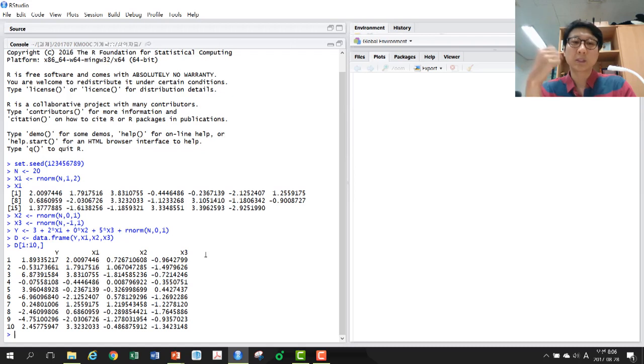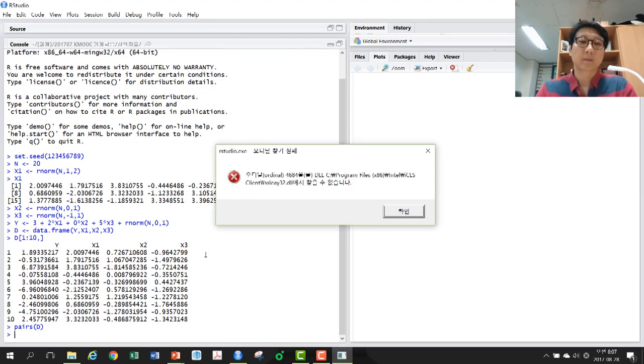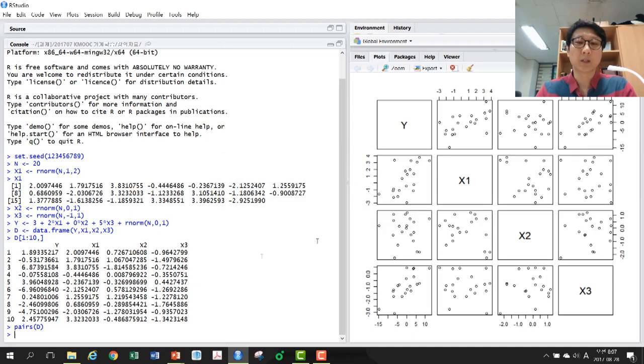That means it's just a visualization of the relationship between two variables. Because we have 4 variables in total, we want to see every pair, the relations between every pair. That part can be easily done by the pairs command. So if you do pairs with this data distribution D, there's an error that comes out, but anyway, it works.